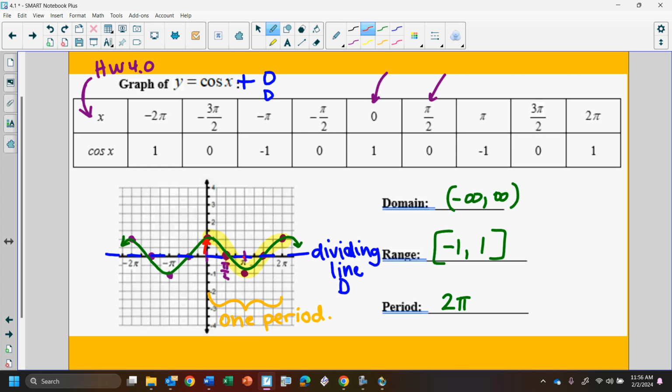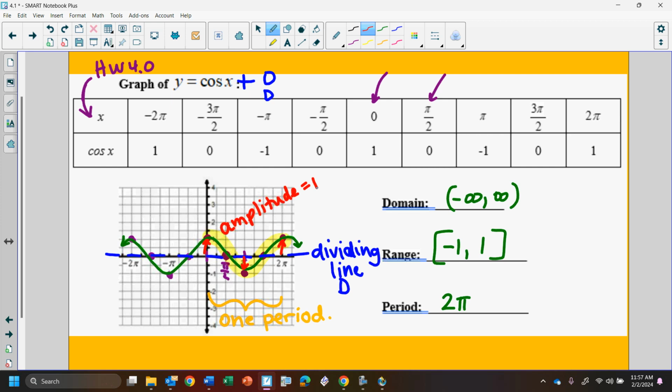The other thing I want to point out is how far up and down the peaks and the valleys are, the tops and the bottoms, how far away they are from that dividing line. How far away are these points here? 1. They're up 1 or down 1, right? That is called the amplitude. Can you write this word down with me? The amplitude. And this parent function is a 1. Amplitude is how far above and below those points go.